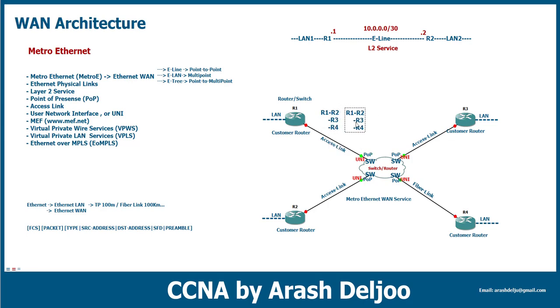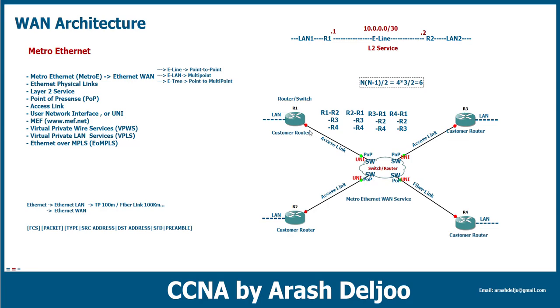Also about R2, R2 should connect to R1 and to R3 and to R4. And then R3 needs to have connectivity to R1, R2, and also R4. And finally, R4 should connect to R1, R2, and R3. And if you calculate, you can use this formula for calculating the number of links that you need: n multiplied by n minus 1, divided by 2. The n is the router number, the site number, 4, multiplied by 3, divided by 2, is 6. For example, 6 connections we need.